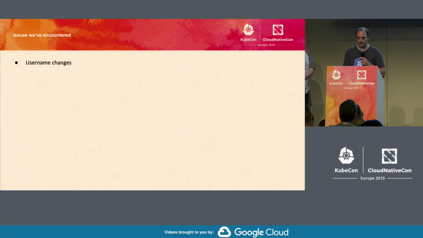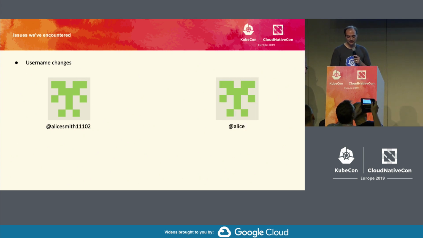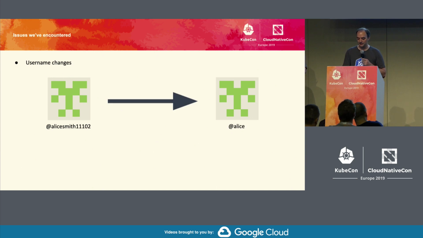Let's see. A second problem is when people change their username. For example, imagine we have a user, Alice Smith, and then eventually she realizes that she can get a much better username that has fewer characters. So she renames herself to that, and GitHub is smart enough to update all the references, updating the name, membership, whatever. Life is great, at least until Peribolos runs.